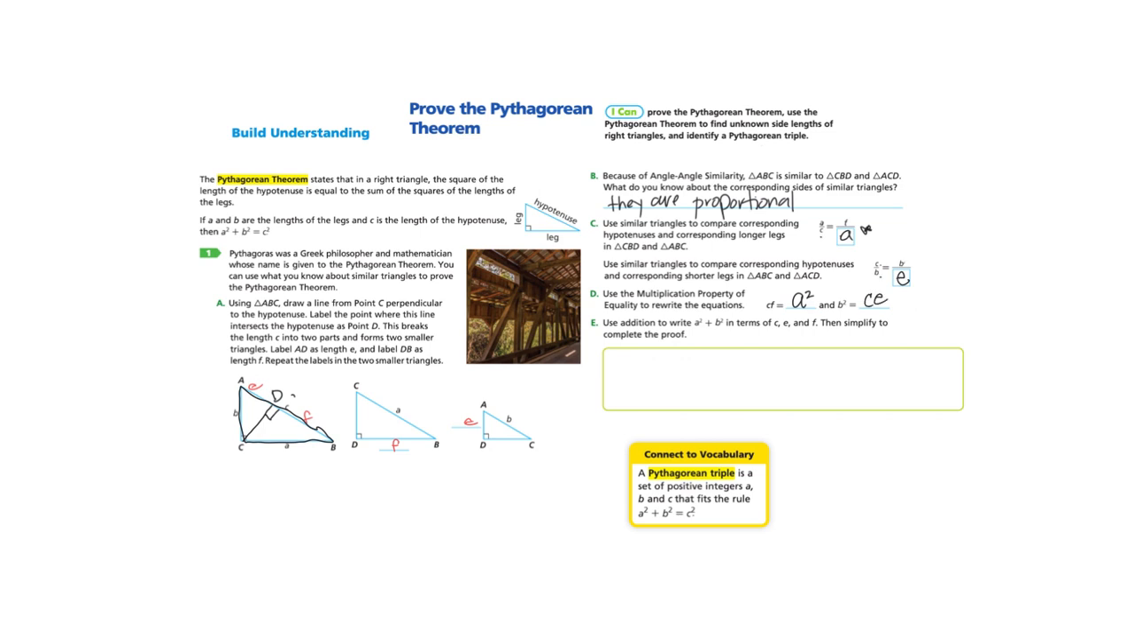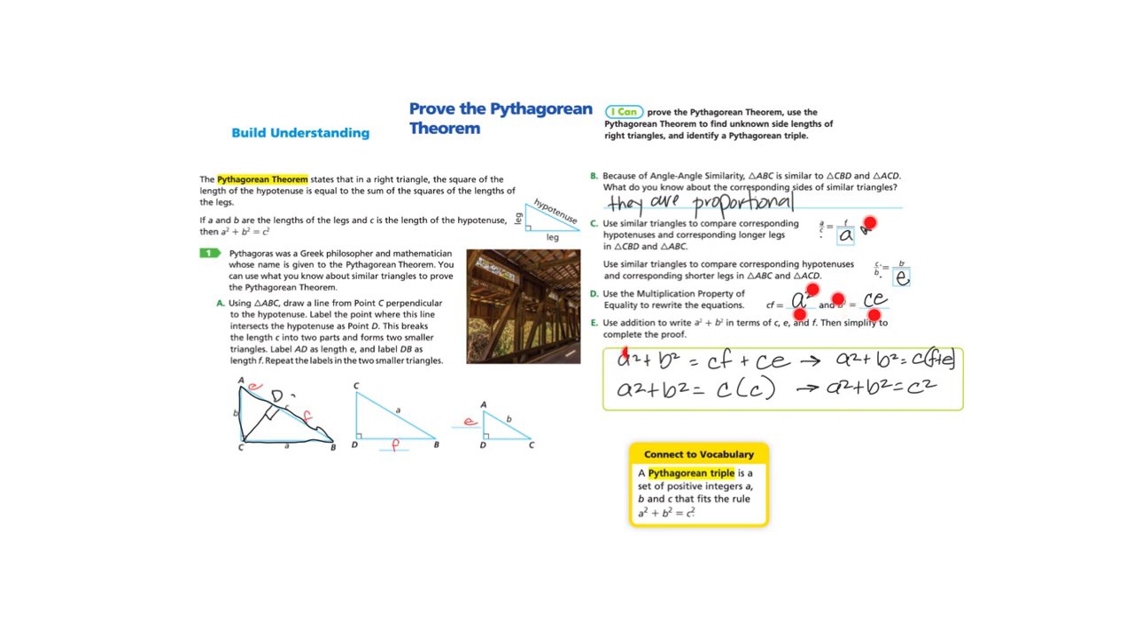Use addition to write A squared plus B squared in terms of CE and F, then simplify to complete the proof. So I wrote it out already so we can save time, and I'll just explain what we're doing here. We can look at what we have. C times F equals A squared. B squared equals C times E from what we did up here.